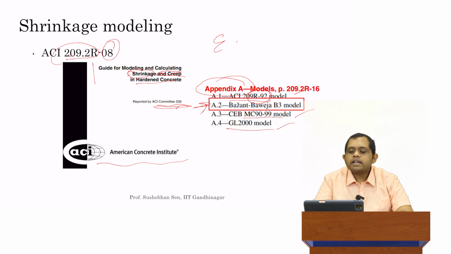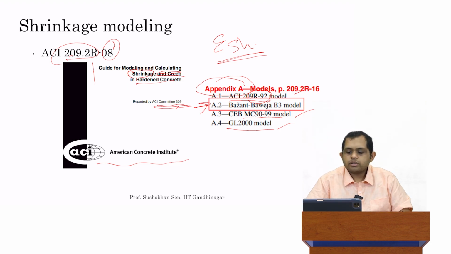Basically, again, we want to calculate epsilon SH. We want to calculate what is this maximum shrinkage strain at the surface. And from there, we can then go on to calculate what are the stresses developed. So in the next couple of slides, I'm going to show you the Bazant and Baweja B3 model, what are the equations involved in them, and how can we use them to calculate this epsilon SH. Okay, so these are the different models which we'll look at.